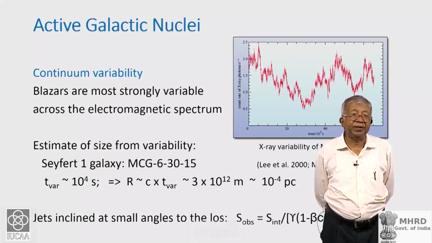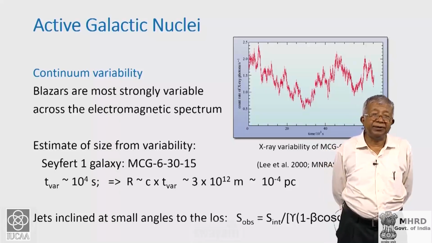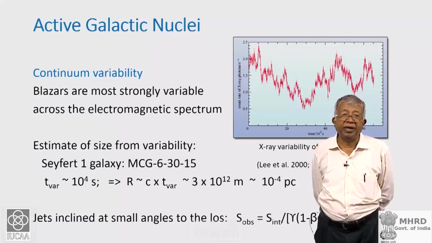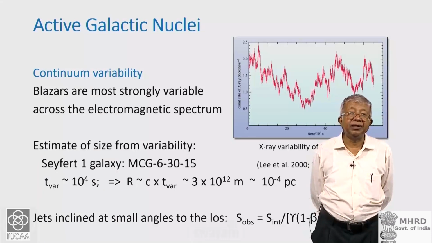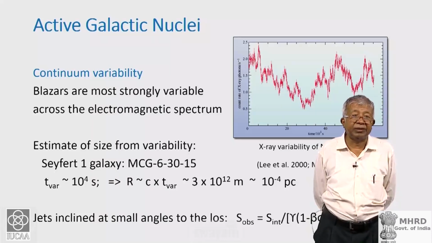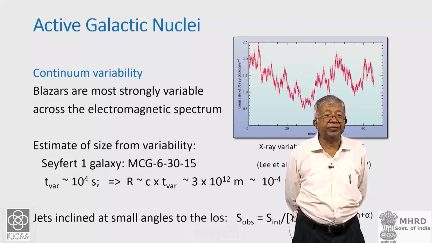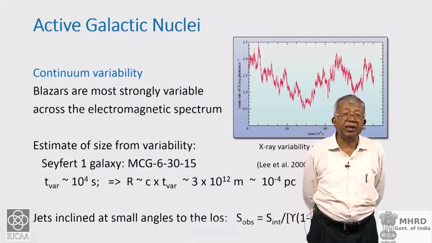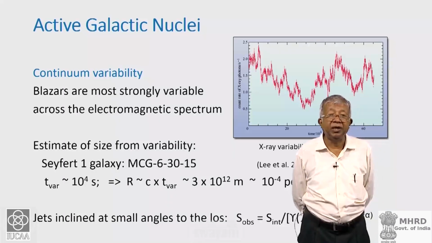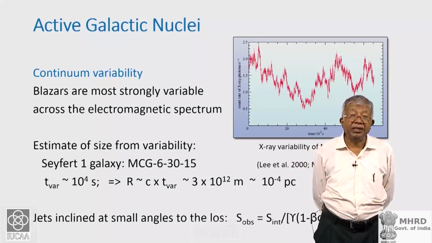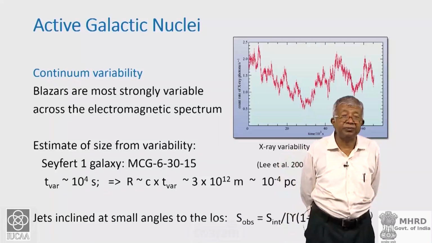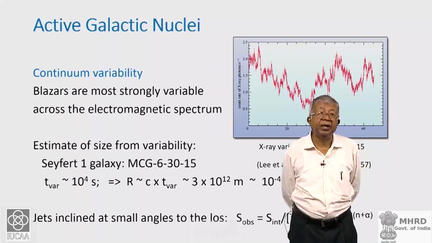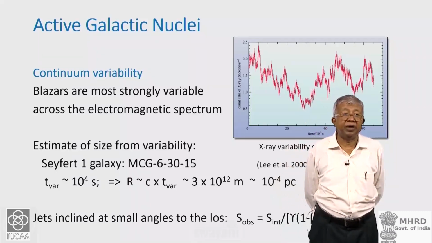I've put one example over here: if you had variability at high energies, you could estimate a time scale of variability, which can also be used to put a length scale over which it is varying. For example, this is the time scale of X-ray variability published a long time ago by Lee et al. If you take a typical time scale of 10 to the power of 4 seconds, you'll find that the variability occurs over a length scale of 3 times 10 to the power of 12 meters, which is about 10 to the power of minus 4 parsecs. These scales of structure are not normally accessible to telescopes to resolve. This is an interesting way of trying to probe the structures in the nuclear regions of active galaxies.